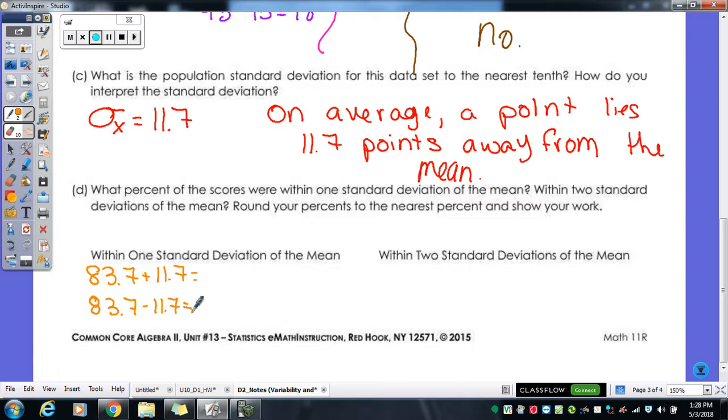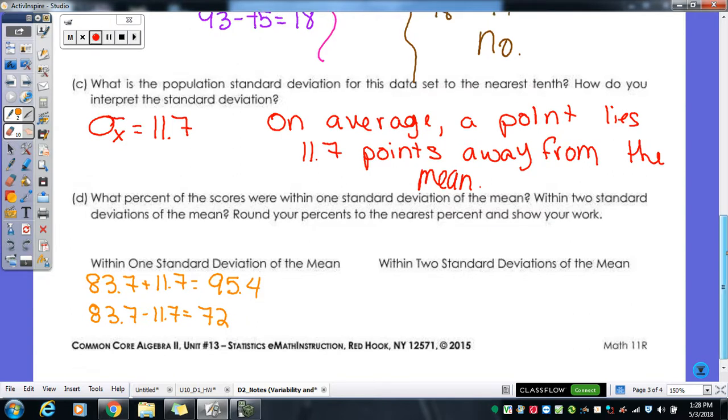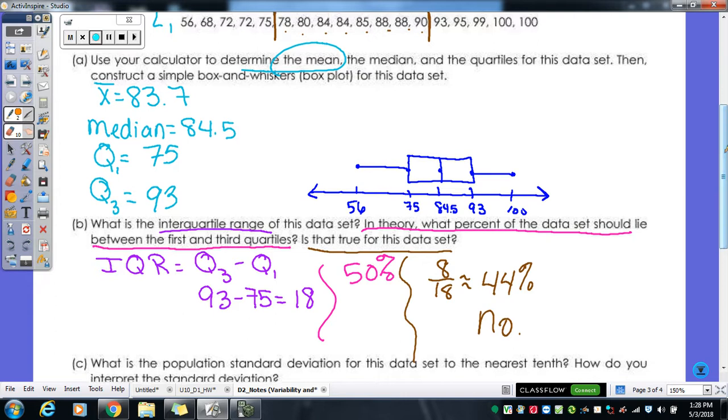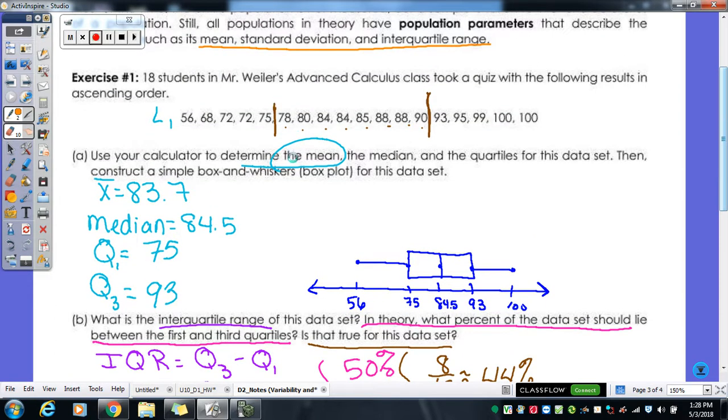So 83.7 plus 11.7, what do we get? And then 83.7 minus 11.7? 72. So we're going to look through for all of the data points that are between 72 and 95.4. So that's not going to include our 72s. That would start here. That would actually include the 95, because remember, it was 95.4, so 95 is still going to be in between that. So we got 1, 2, 3, 4, 5, 6, 7, 8, 9, 10, 11.